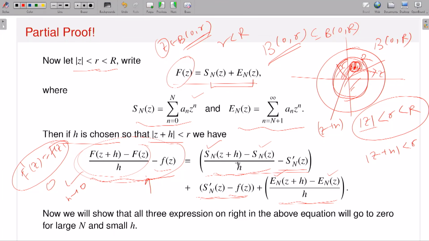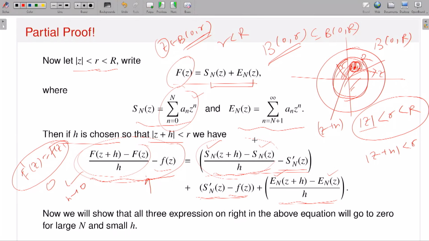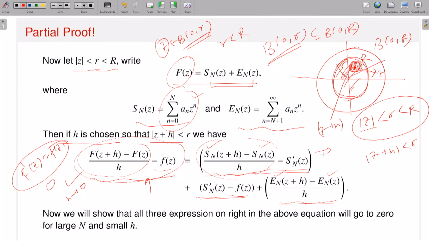So you see, now what is Sn? Sn is nothing but a polynomial in z. Therefore Sn is differentiable, right? So what is the derivative? If I take the derivative of Sn, this is the derivative formula: the limit as h approaches 0 of Sn of z plus h minus Sn of z, divided by h. This is the derivative of Sn at the point z. Since Sn is a polynomial, the derivative will always exist. Therefore this difference goes to 0 as h approaches 0, by the definition of the derivative of Sn. That is number 1. Number 2 is this one, Sn prime minus f. Now what is Sn prime? If I calculate Sn prime, then what is that?